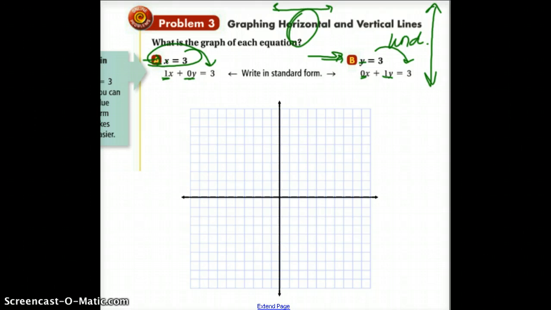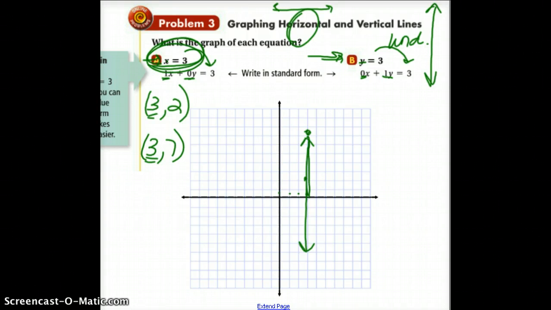A line of x equals 3 means that for all values of y, no matter what y is, x is always going to be 3. This creates a vertical line. For example, x is always 3, what if y was 2? 1, 2, 3, up 2. Oh, it's a point on the line. What if y was 7? 1, 2, 3, and up 7. Oh, look, it's a point on the line. So x is always going to be 3 no matter what y is, so we write it like this: x equals 3. You just find 3 and you make a vertical line.